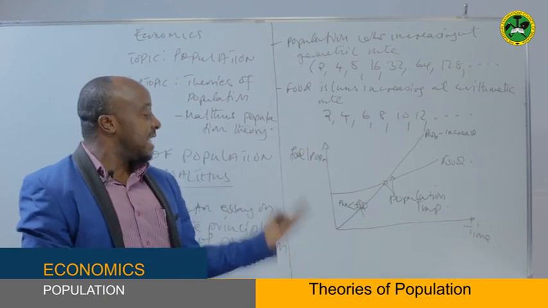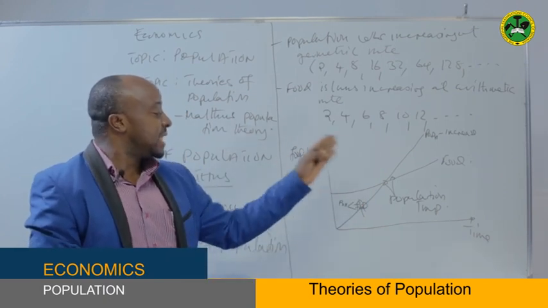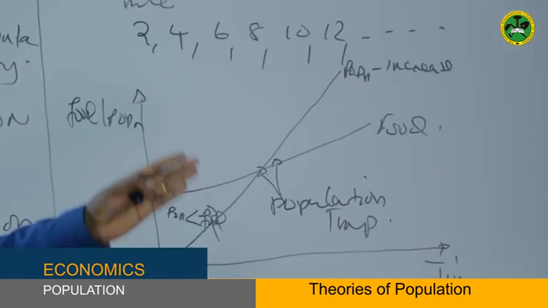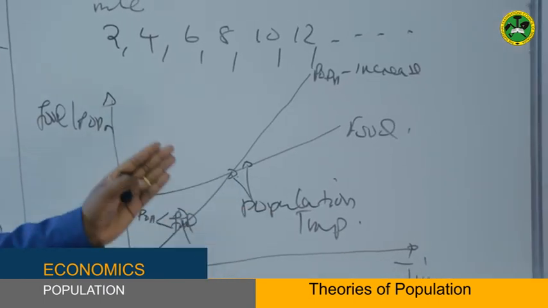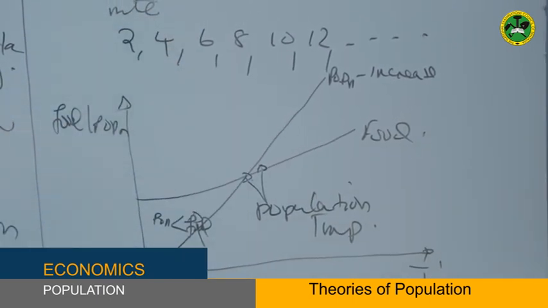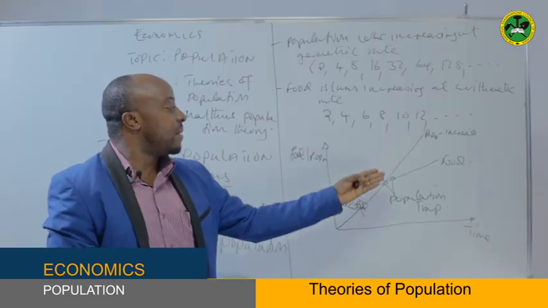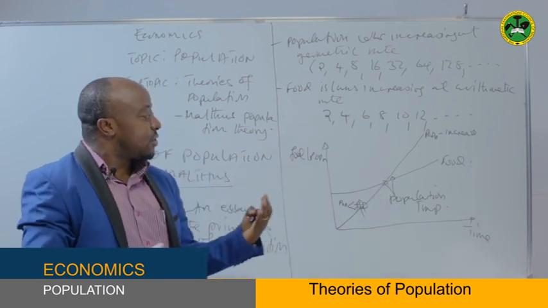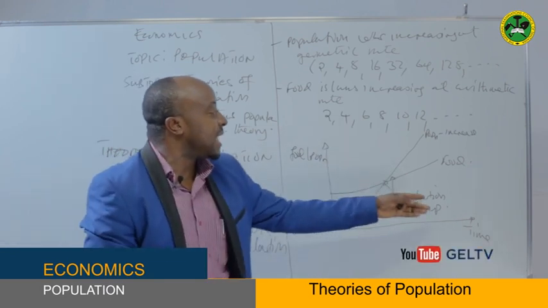So Malthus is suggesting that there should be measures taken to prevent countries from entering the population trap. Because once you enter the population trap, where population is greater than the food supplied, then you expect different problems to occur there. It is not always that where population is greater than food supply, there is overpopulation.